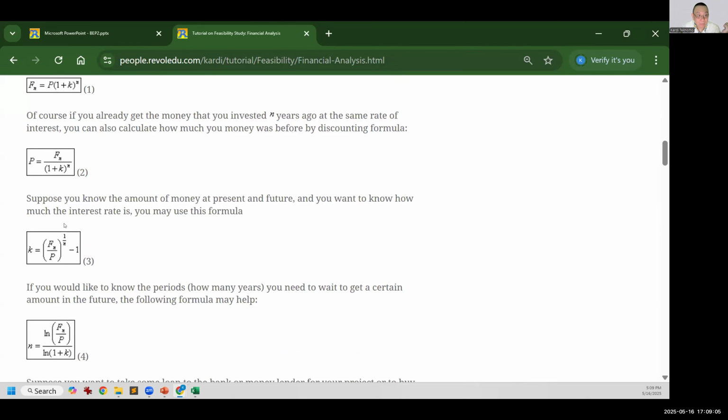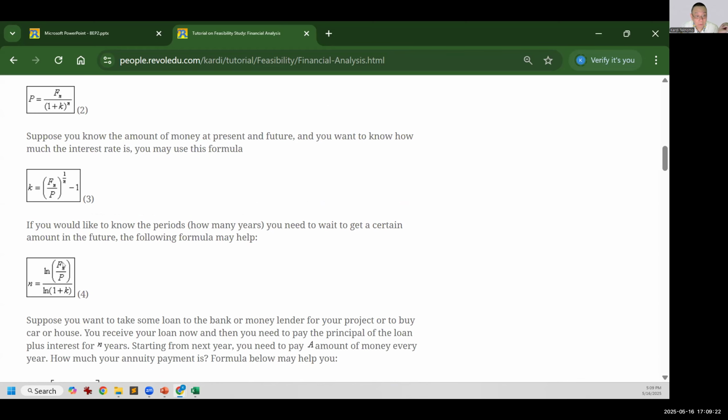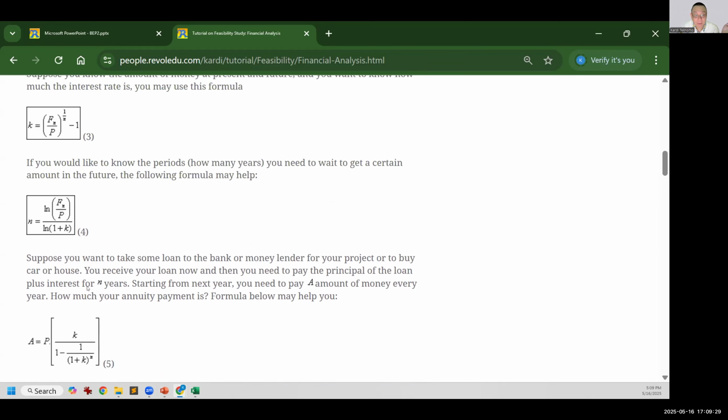So, for example, here, if you know the future value and the present value and the time, then you can calculate the interest rate. This is useful to get, for example, inflation, interest rate, or the growth factor. Similarly, if you know the future and present value and the interest rate, you can also get the time.